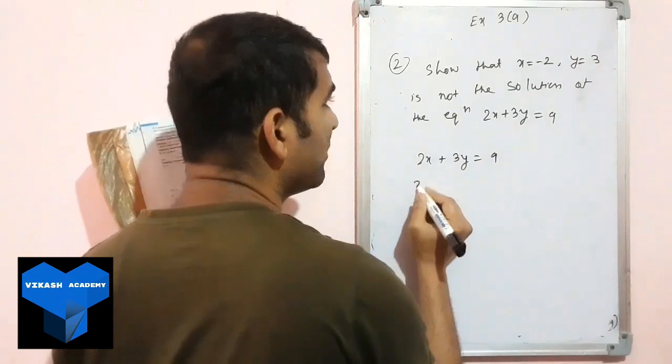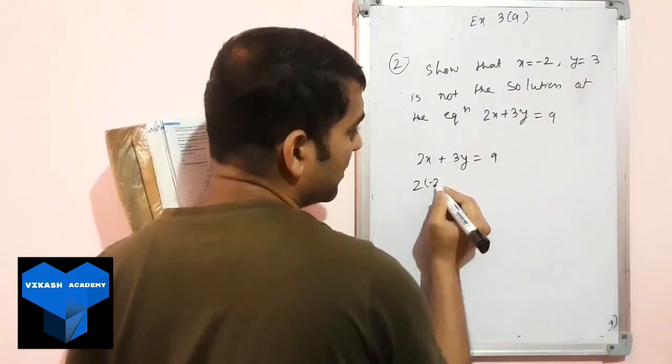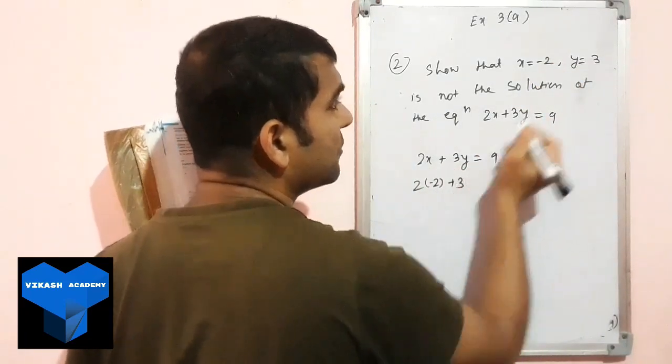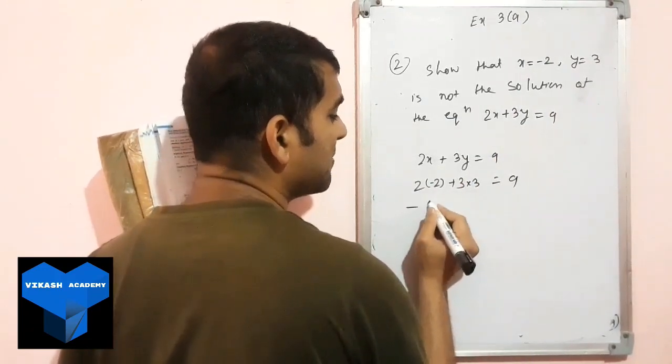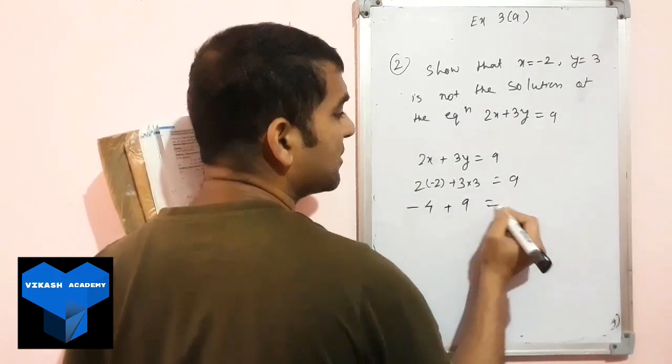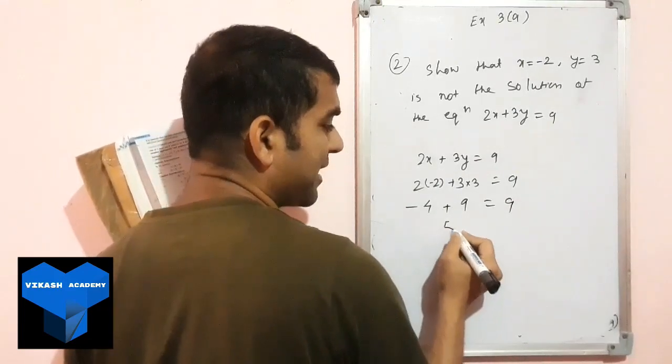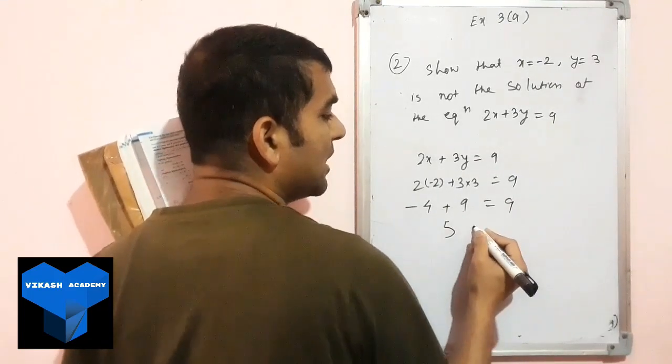So 2x is how much? 2 into minus 2, plus 3 into y, which is 3, equal to 9. So 2 into minus 2 will be minus 4, plus 3 into 3 is 9, you will get 9 minus 4, which is 5, equal to 9.